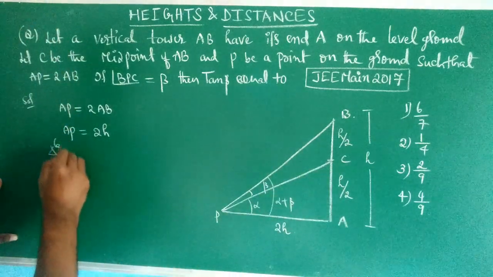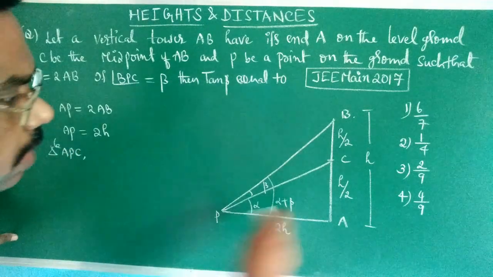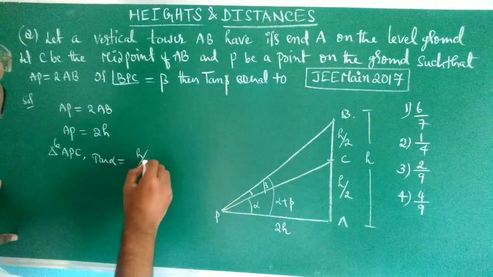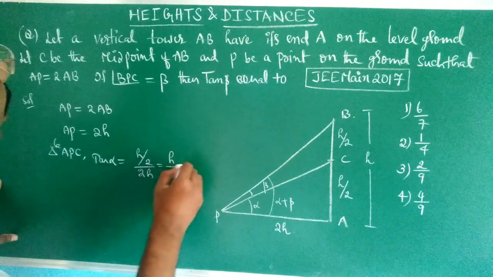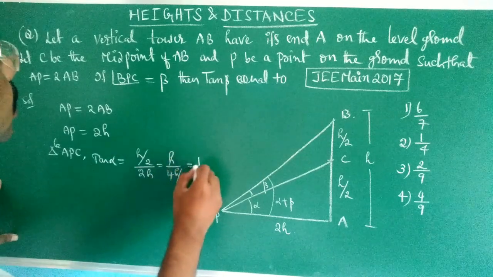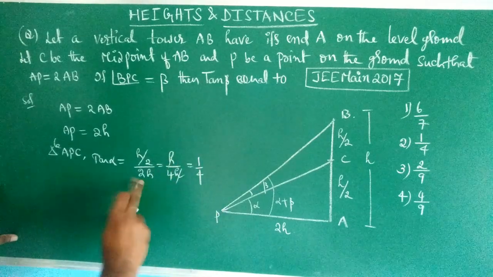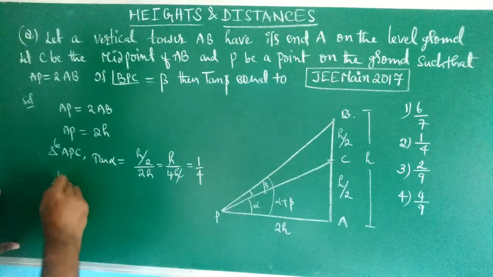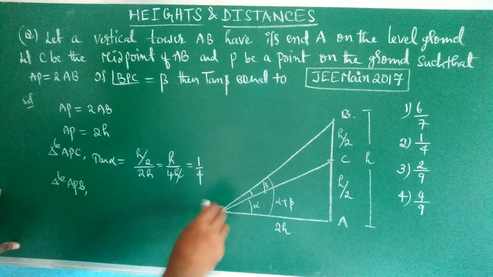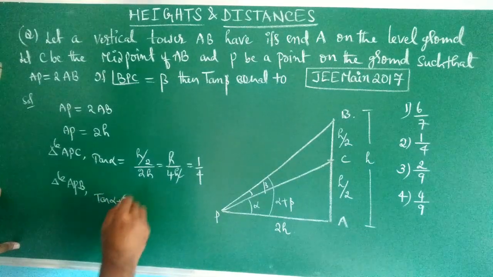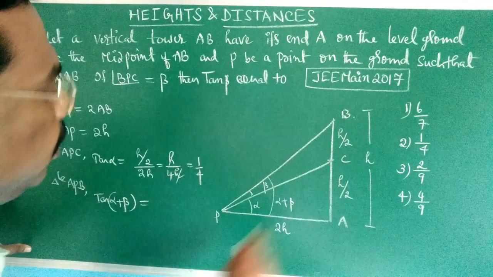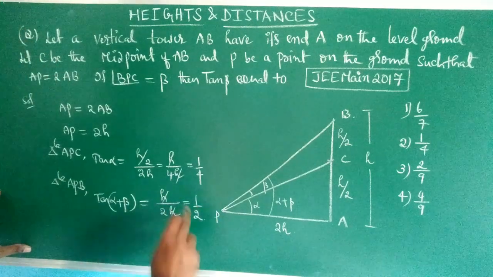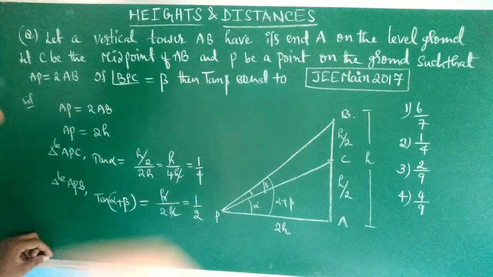Now first from triangle APC, tan alpha is equal to h by 2 by 2h. H by 4h cancel is equal to 1/4. Okay, tan alpha is equal to 1/4. Now from triangle APB, tan of alpha plus beta is equal to h by 2h, cancel. Now tan of alpha plus beta is equal to 1/2. Now find tan beta.